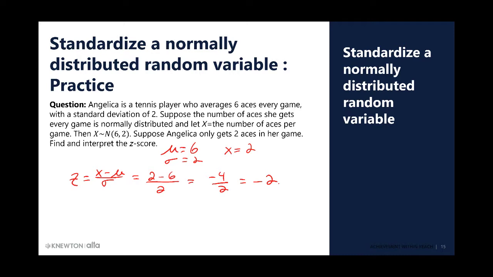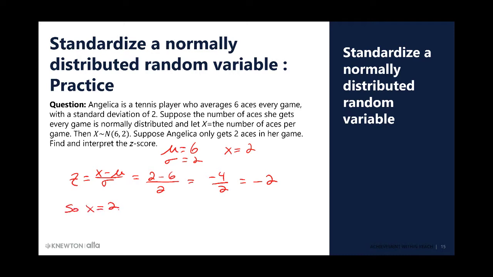So what does this mean? This means that the z-score for Angela getting 2 aces lies 2 standard deviations to the left of the mean, or below. Left means below, right means above. Okay.